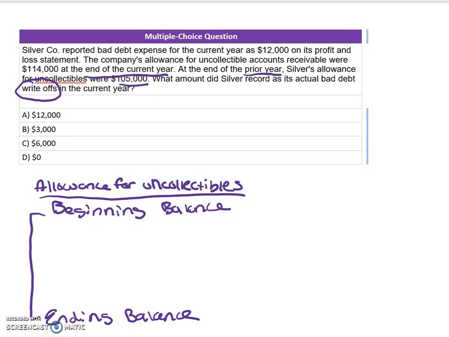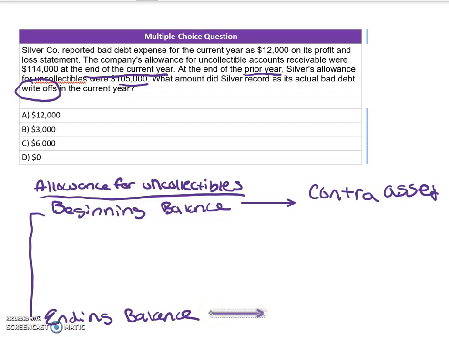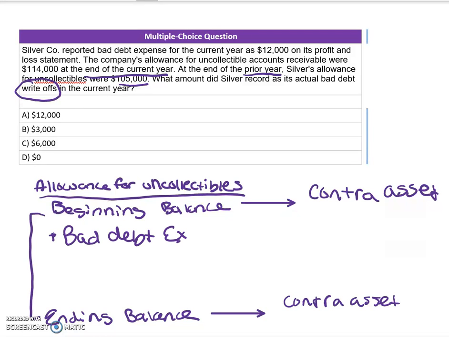So we know that at the beginning of the period, this is going to be our beginning of the period contra asset, and this is going to be our end of the period contra asset. So just remember, this is going to be reflected on the balance sheet. So we're going to be increasing this by our bad debt expenses. This is also known as our increase to this balance. And we're going to be subtracting it by our write-offs.